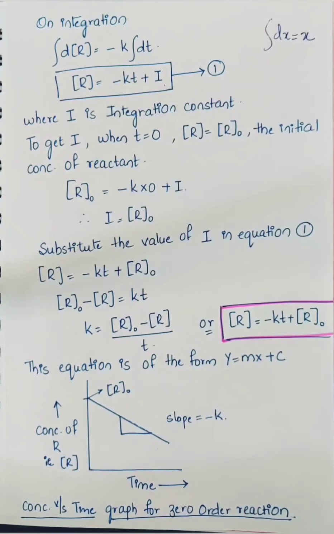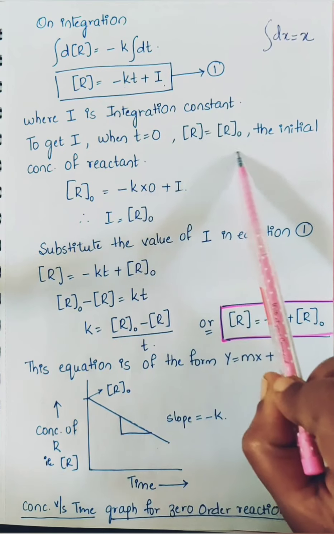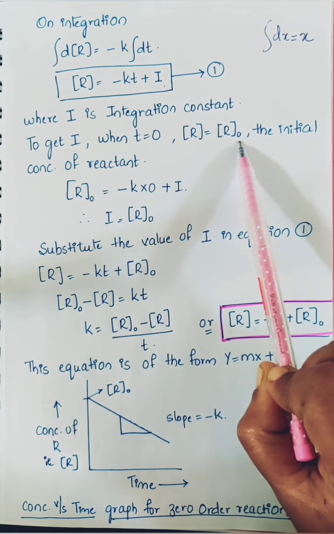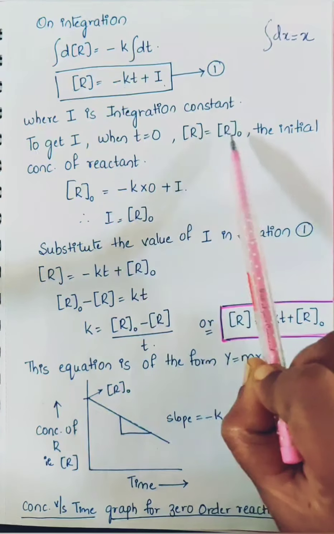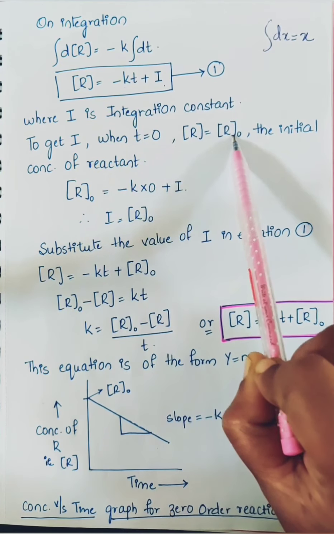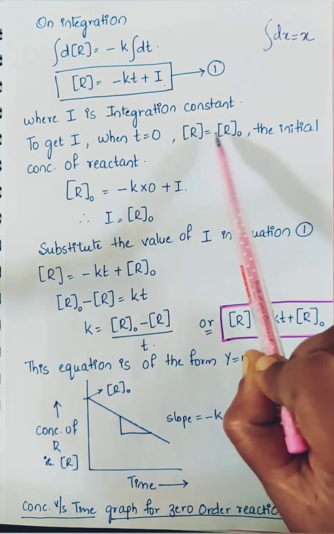Okay. So if I want to get this value of I, I'll consider time t equal to 0. At time t equal to 0, what will be the concentration of the reactant? Let us consider it as R naught. This is nothing but your initial concentration of the reactant. So R will be equal to R naught.